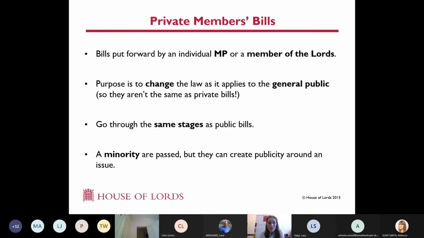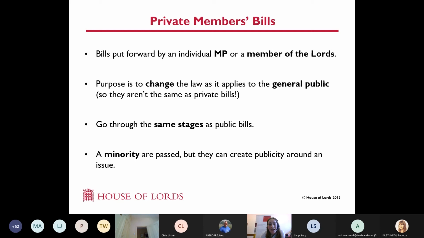So we'll zoom in a bit on private members' bills because that's what we're talking about today. As we said, they're bills that are put forward by an individual MP or a member of the Lords. Their purpose is to change the law or to create new law as it applies to the general public. Remember, despite being called private members' bills, they're not the same as private bills. They have to go through both houses and have detailed scrutiny in both houses, just like any other bill.